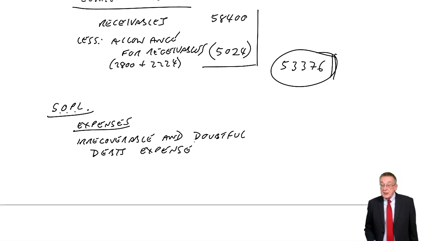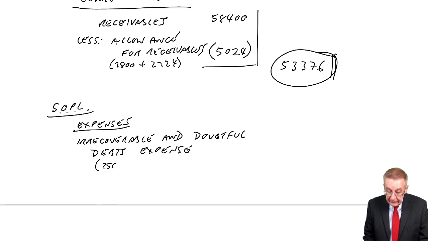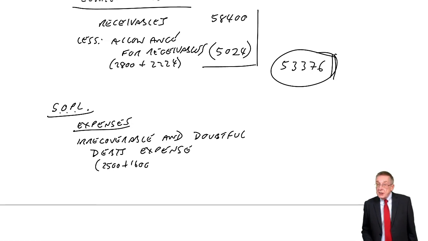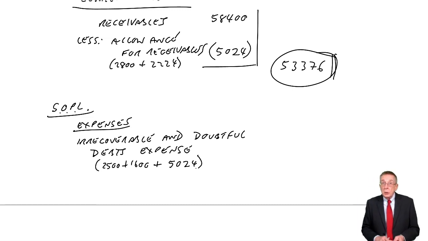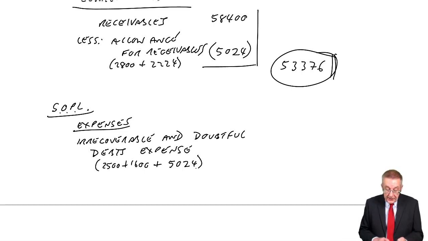And how much is it costing us this year? Well, again, the bit in brackets is my workings. The irrecoverable debts, it cost us 2,500 and 1,600 to remove them. In addition, we created these allowances, and we reduced by a further 5,024. And so the total cost of reducing the final receivables figure: 2,500 plus 1,600 plus 5,024. It comes to 9,124.